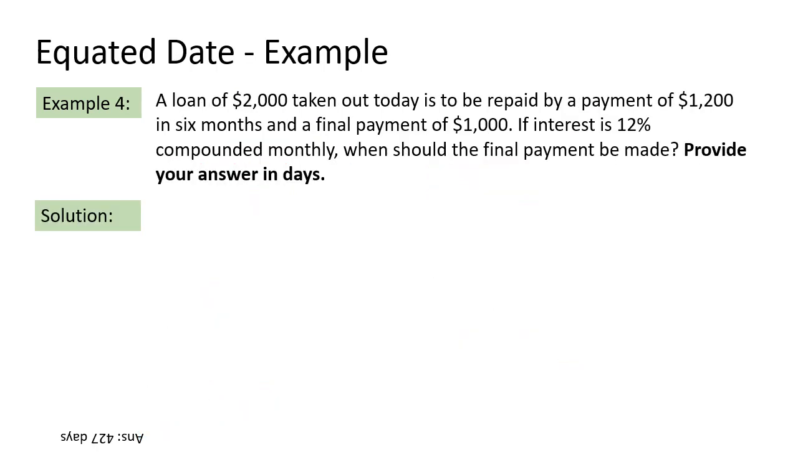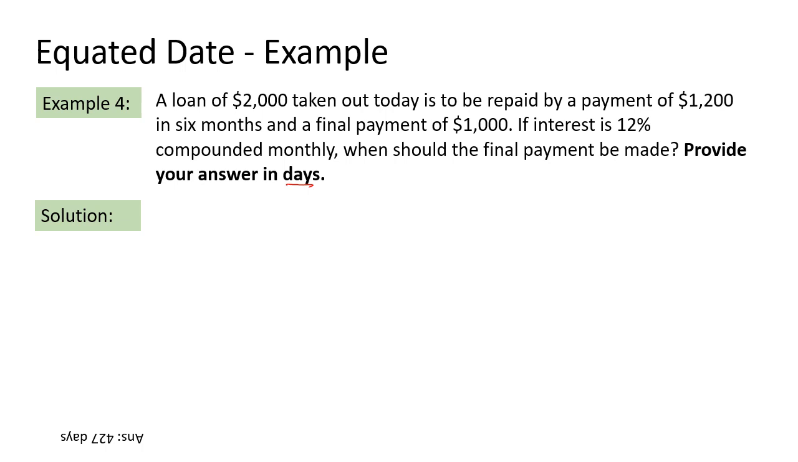So we're going to look at a little bit different example for this fourth one. A loan of $2,000 taken out today is to be repaid by a payment of $1,200 in 6 months and a final payment of $1,000. If interest is 12% compounded monthly, when should the final payment be made? And I'm asking for your final payment number in days.